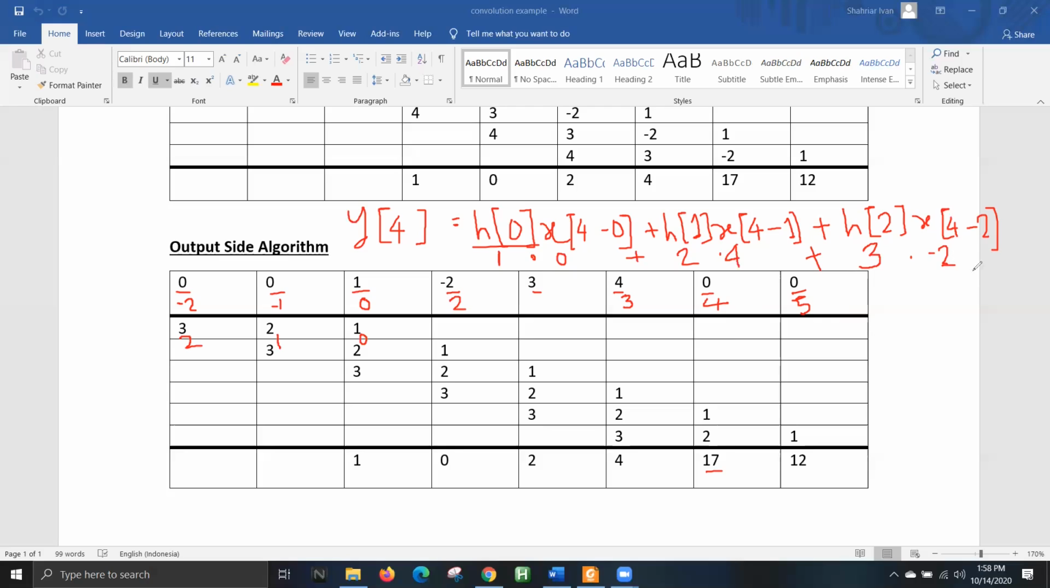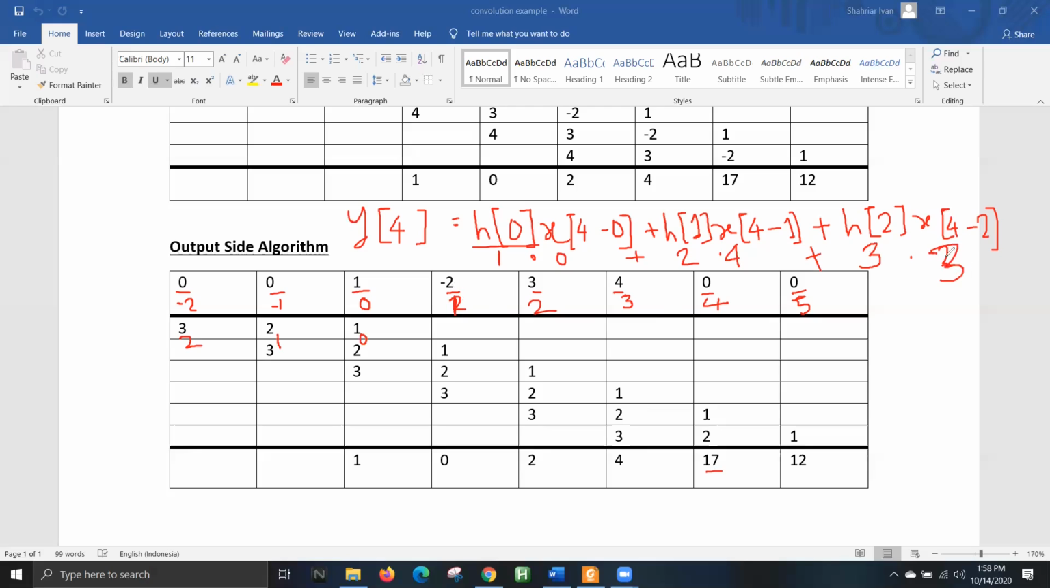3 times minus 2 is minus 6, plus 4 times 2 is 8. 8 plus minus 6 is 2. Okay, how are we getting 17 here then? 4 times 2. Okay, 3 times 3. Oh, wait. Oh, I made a mistake. So this should be 1. This is 2. Okay, so x2, I am using x2 here. So this will be minus 2, this will be 3.